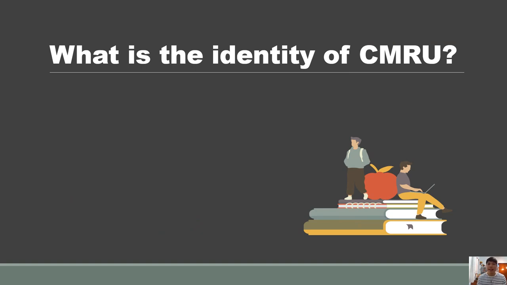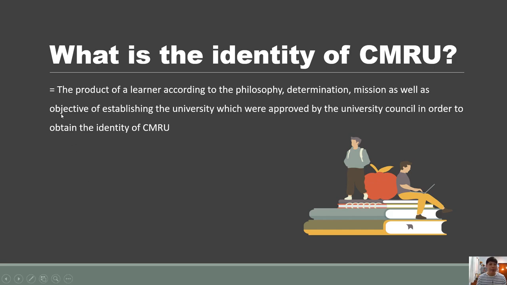Next, what is the identity of CMRU? For our university, the product of a learner according to philosophy, determination, mission, as well as objective of establishing the university which were approved by the university council. So that means all the things before it becomes the CMRU identity, we have to pass the university council, and the university board members have to agree to create this identity to become our identity.